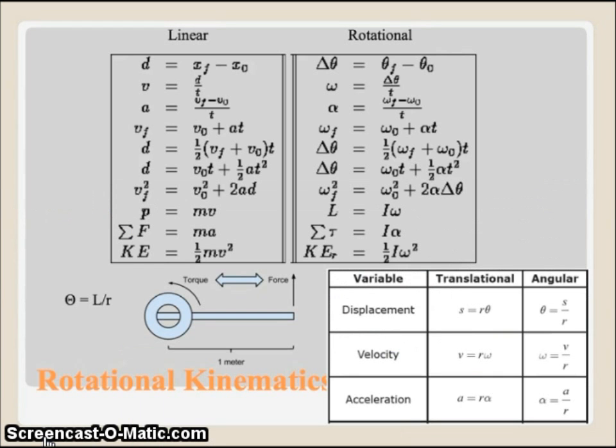Next is rotational kinematics. And really the charts in the front here in the middle show you what rotational kinematics is.